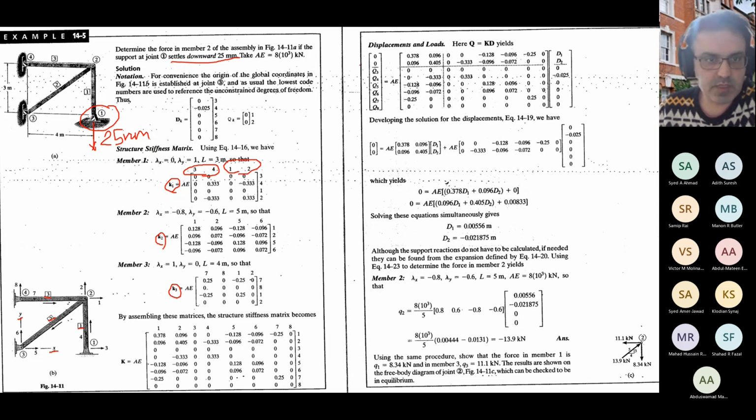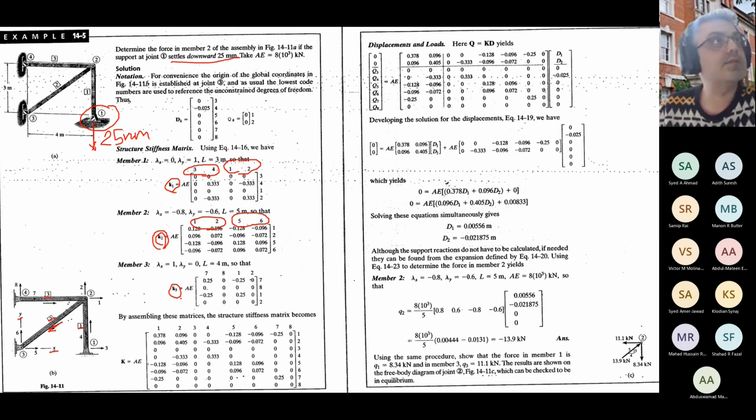And for example, for element number 2, this one, the arrow is this one. And the near end is node number 2, which means degrees of freedom 1 and 2. And the far end is node number 3 with degrees of freedom 5 and 6.